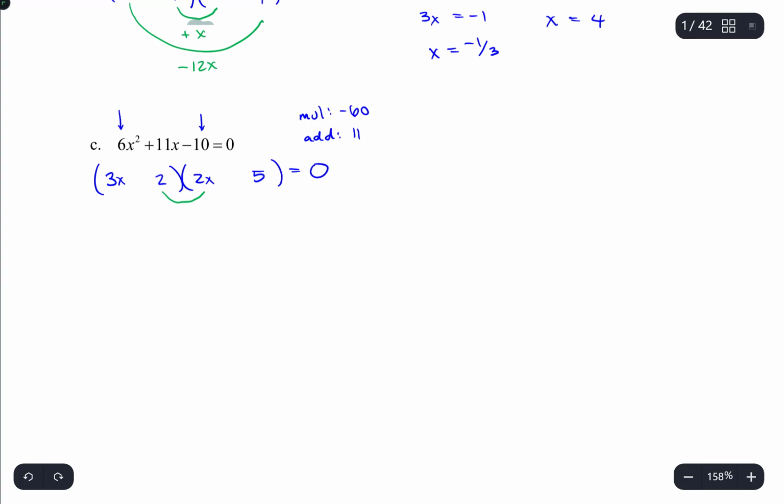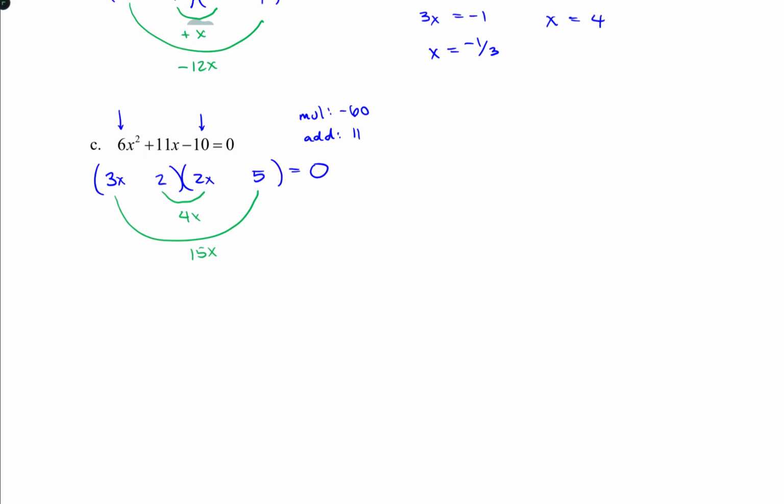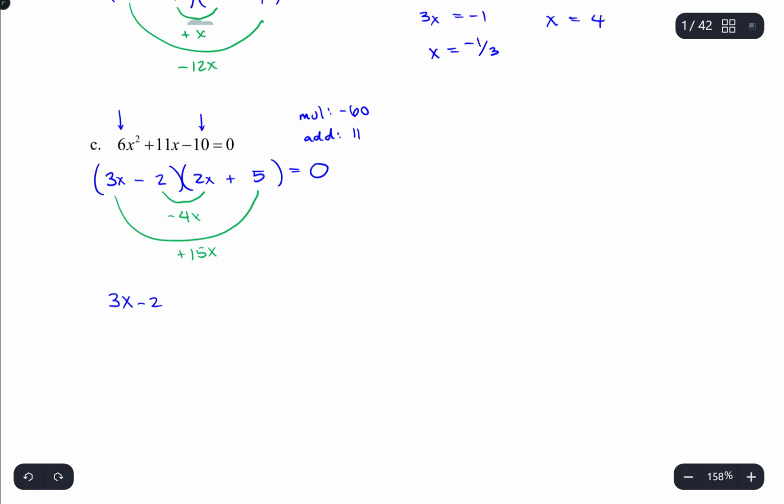All right, so 2 times 2x would be 4x. And then 5 times 3x would be 15x. And if I have a positive 15x and a negative 4x, they would add up to 11x. So this is working out great. So positive there, negative there, and now I can continue solving. So I just take, using the zero factor property, each factor, set them equal to 0, they will become linear equations, and I can solve each of those linear equations separately to get my two solutions.